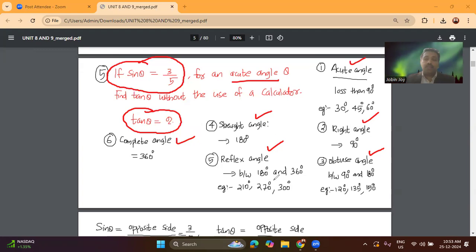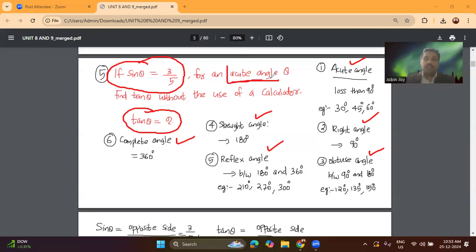Reflex angle means angles between 180 degrees and 360 degrees are called reflex angles. For example, 210 degrees, 270 degrees, 300 degrees are called reflex angles. Complete angle means the full circle, that is called 360 degrees.